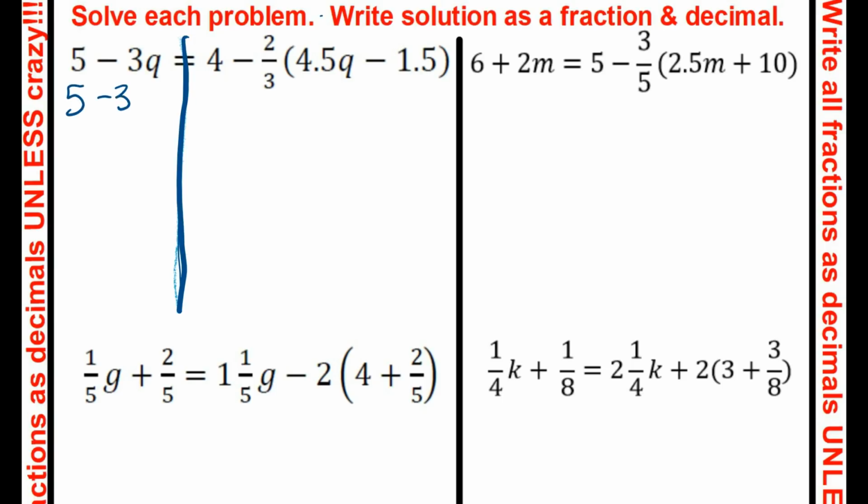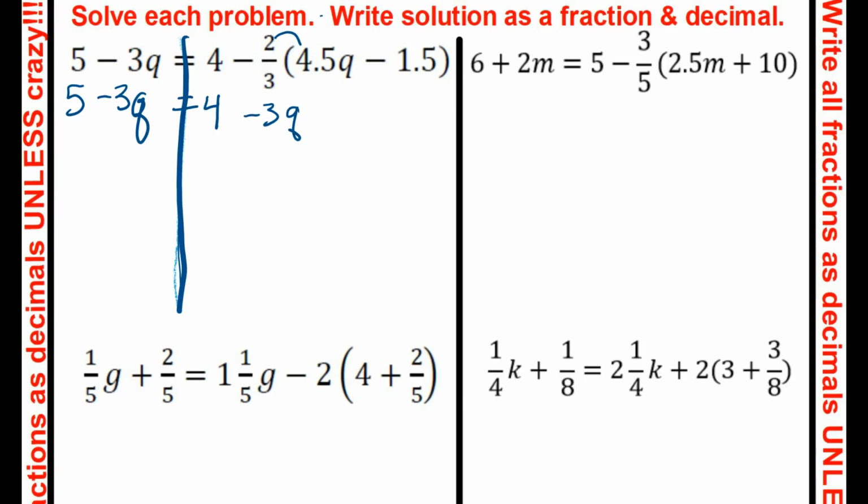So we get 5 minus 3q equals 4, and we're going to distribute a negative 2/3. So let's do negative 2/3. I know I'm doing this with y'all, but this is the type. Do y'all know this is a problem on the release? They expect y'all to know how to do this. Y'all, when you multiply these out, you get a negative 3q.